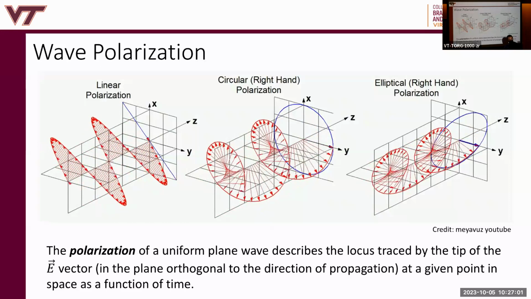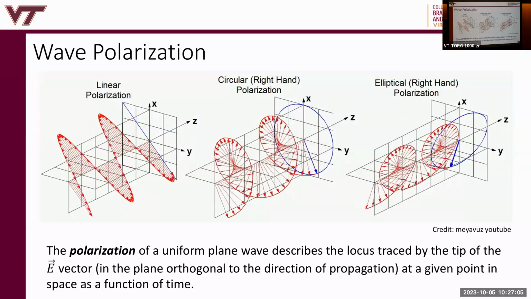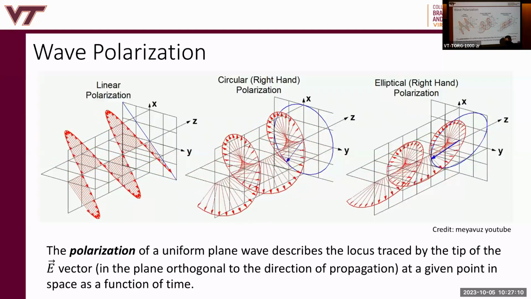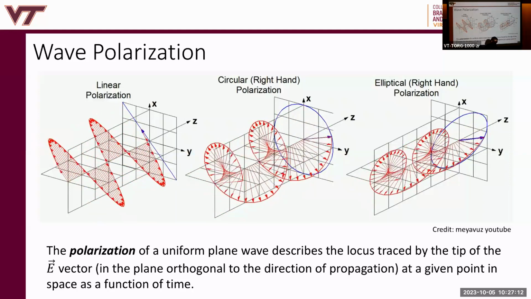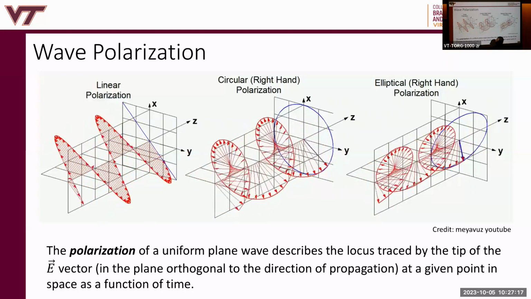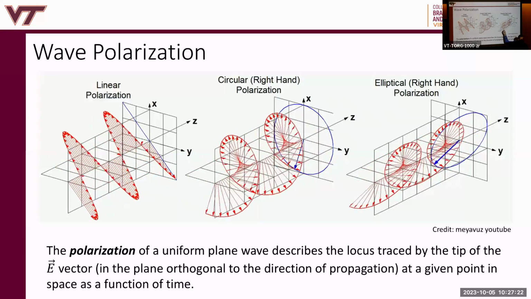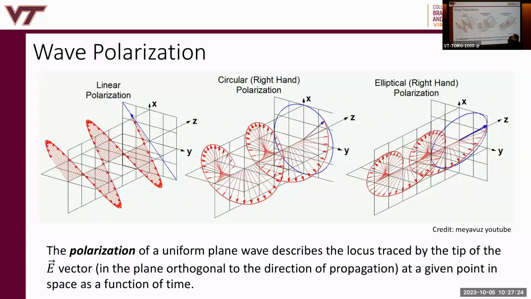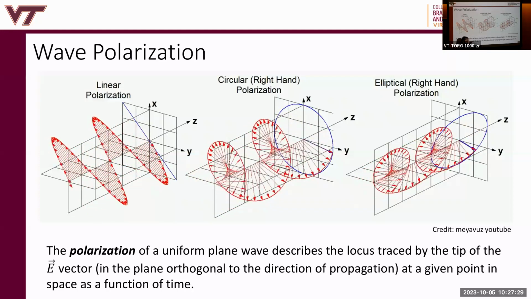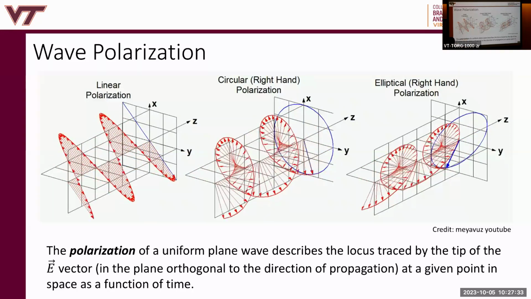Properties of plane waves traveling in lossy and lossless media. Now we're going to talk more about the polarization of an electromagnetic wave. There are three main types of polarization: linear polarization, circular polarization, and elliptical polarization. Elliptical is the most general case. And what is polarization? Polarization is defined as the locus traced out in space by the tip of the electric field. So let's define it a little more formally.